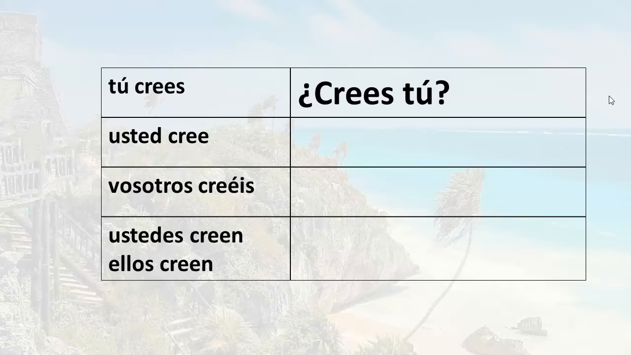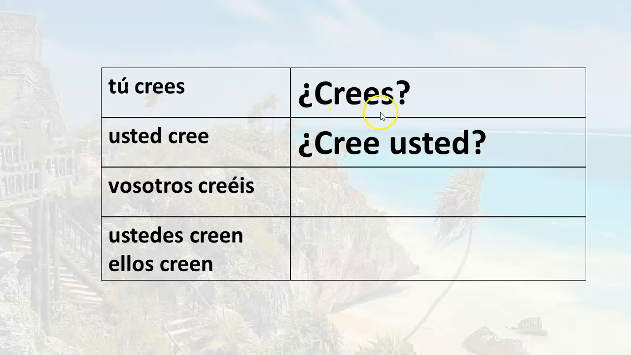You could also leave out the tú because of the ending. We know that the subject is tú. So the question can simply be crees, do you believe? Okay, the usted cree, you believe, becomes cree usted. Usted cree, cree usted. Vosotros creéis, you believe.